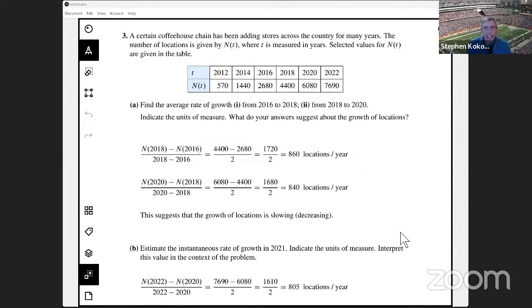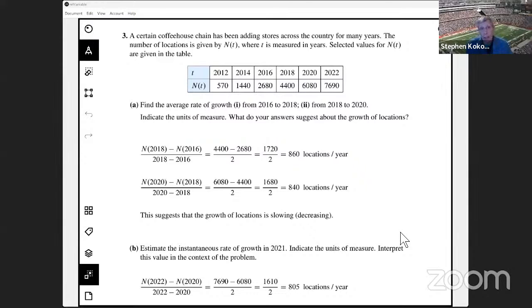All right, Curtis, we've got a couple of applied problems here before we get to the overtime problems. So I like this one. This has to do with a coffee house chain. The number of locations for this coffee chain is given by a function N of t, where t is measured in years. And I've created a table of values for N of t for selected values of t from 2012 up to 2022. The very first thing I want to do is find the average rate of growth from 2016 to 18 and 18 to 20.